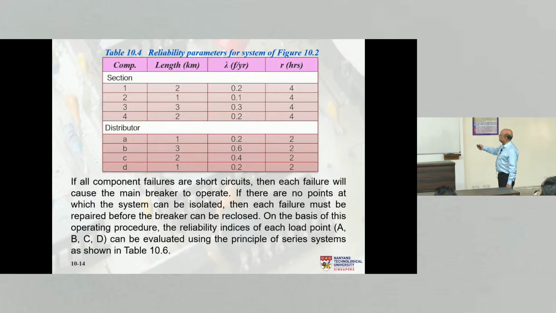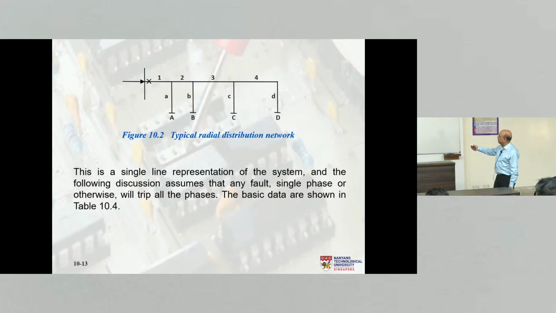And these are the data. So all the four main component sections, they take a repair time of 4 hours. All the four lateral distributors, if they need to be repaired, they can be repaired in 2 hours, okay? Again, keeping the data quite simple. If all component failures are short circuits, then each failure will cause the main breaker to operate, isn't it? I mean, if there is a fault here, operate, fault here, operate, fault here, operate, fault here, operate, isn't it?